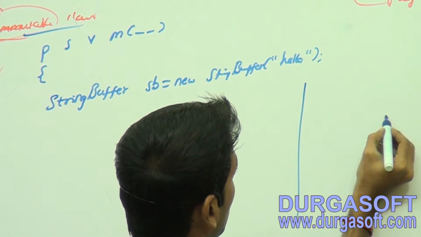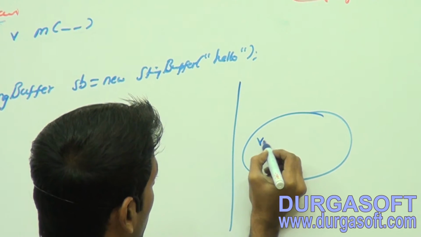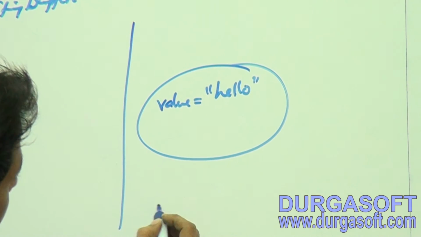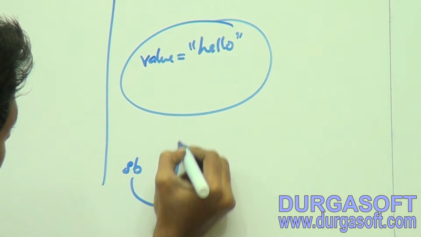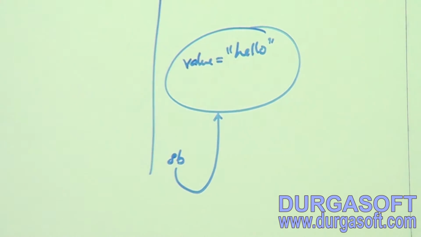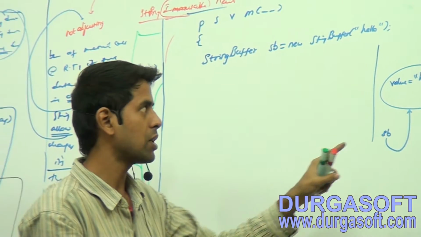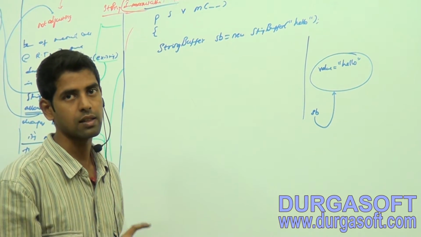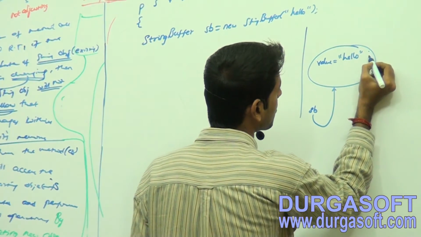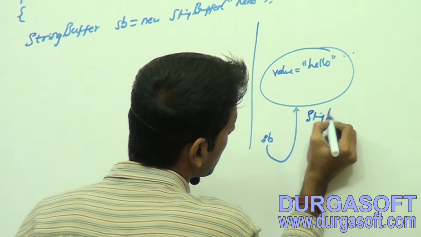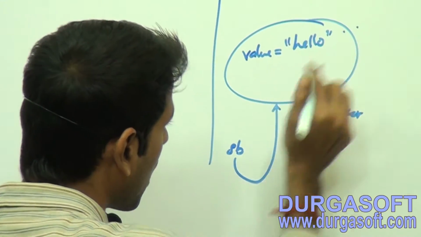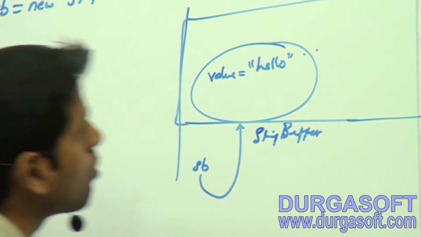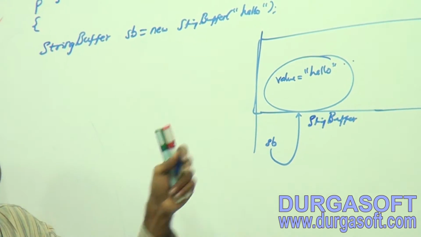An object has been created. Think of that value as the variable having this "Hello" data. This is sb. That's it. Is the JVM going to do anything other than this representation in memory? Yes. What is that? All the instance methods of the StringBuffer class will be available with this object. What are those methods?